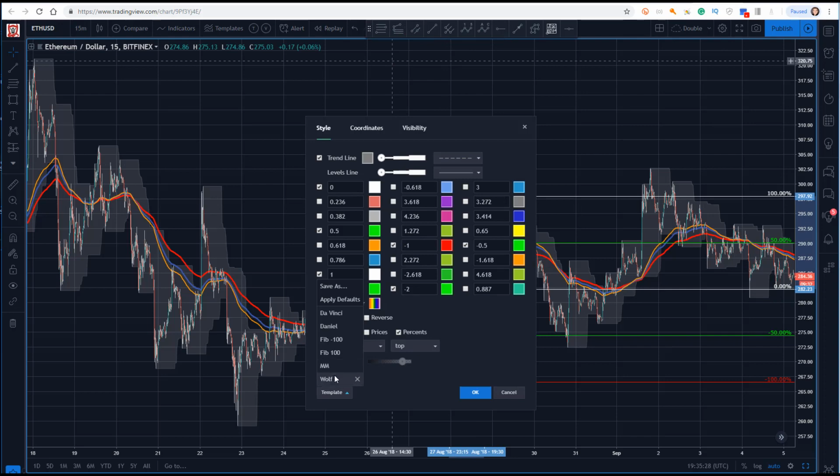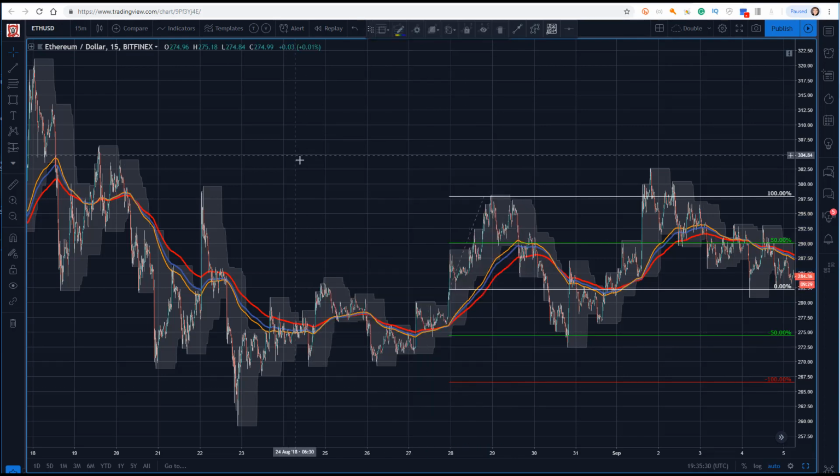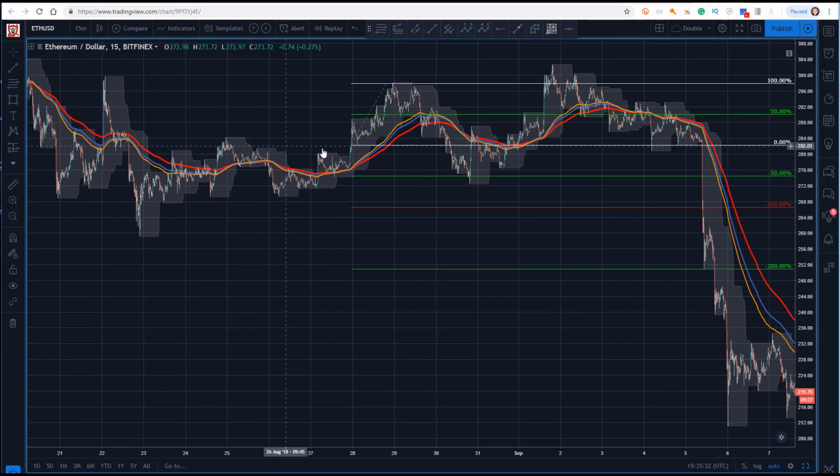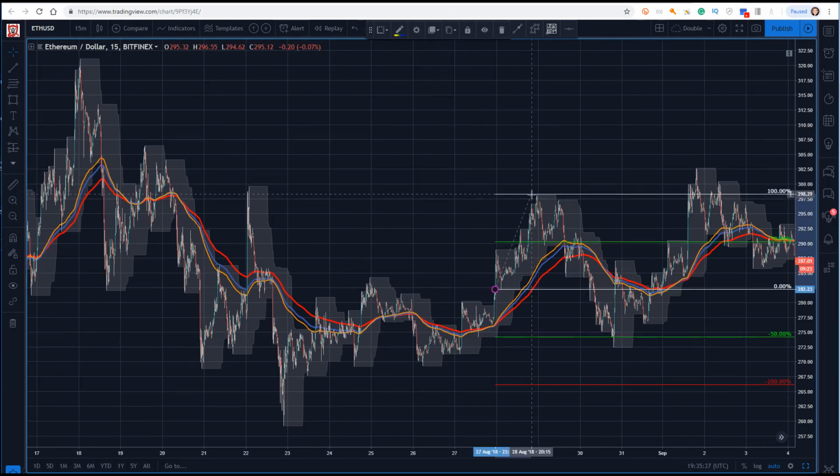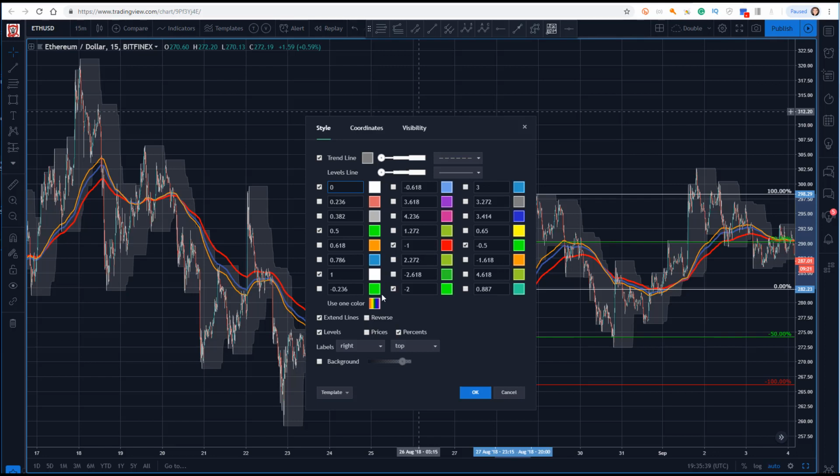Or did I save it wrong? I think I might have saved the colors wrong. Okay, so here's the 150. I meant to save that. I don't like these in green. So bear with me a second, and I'll show you how to do this.